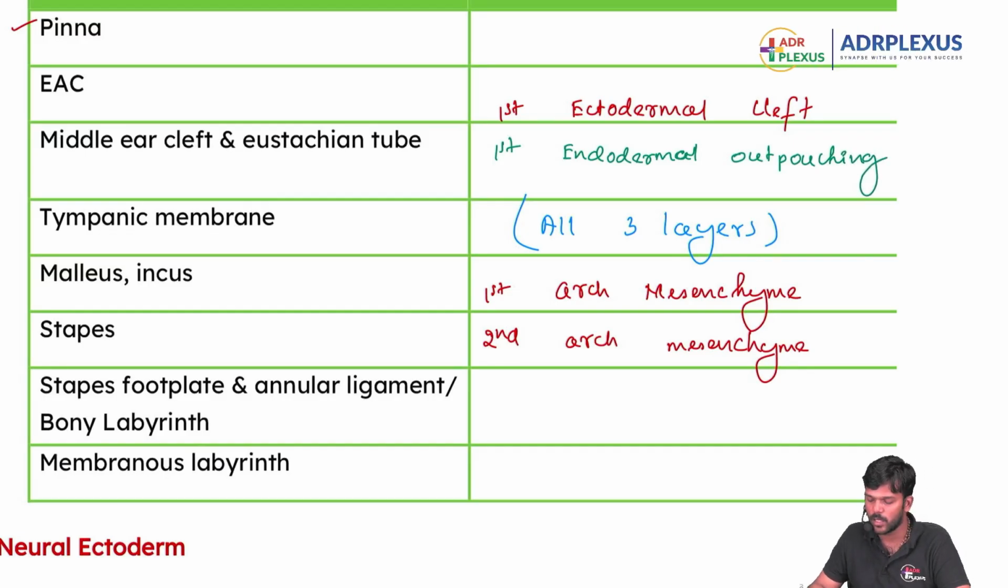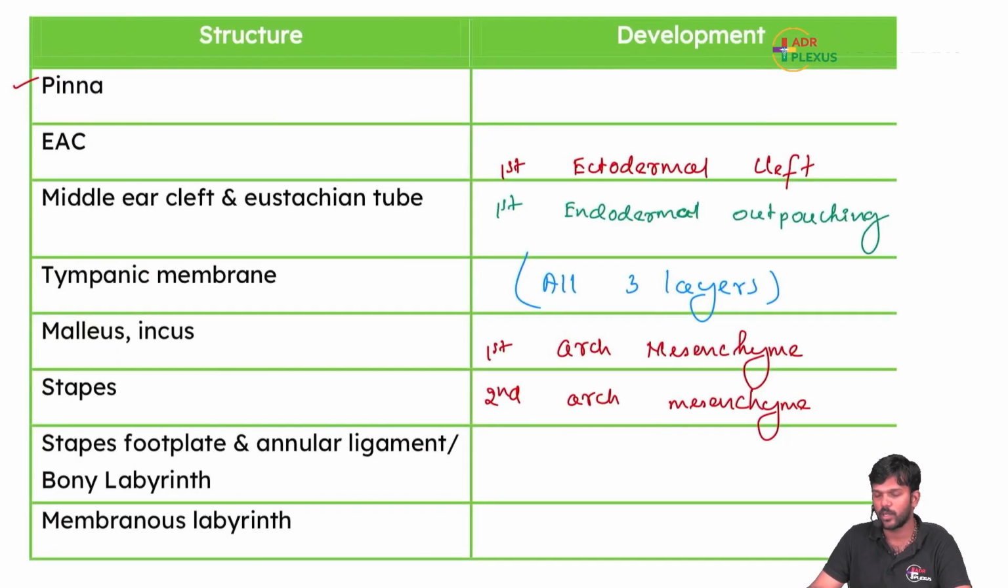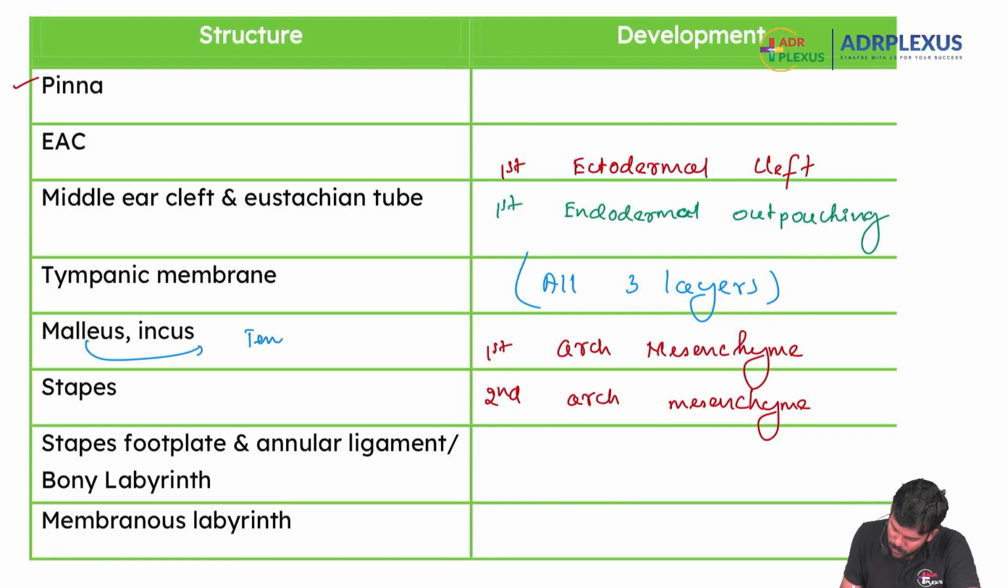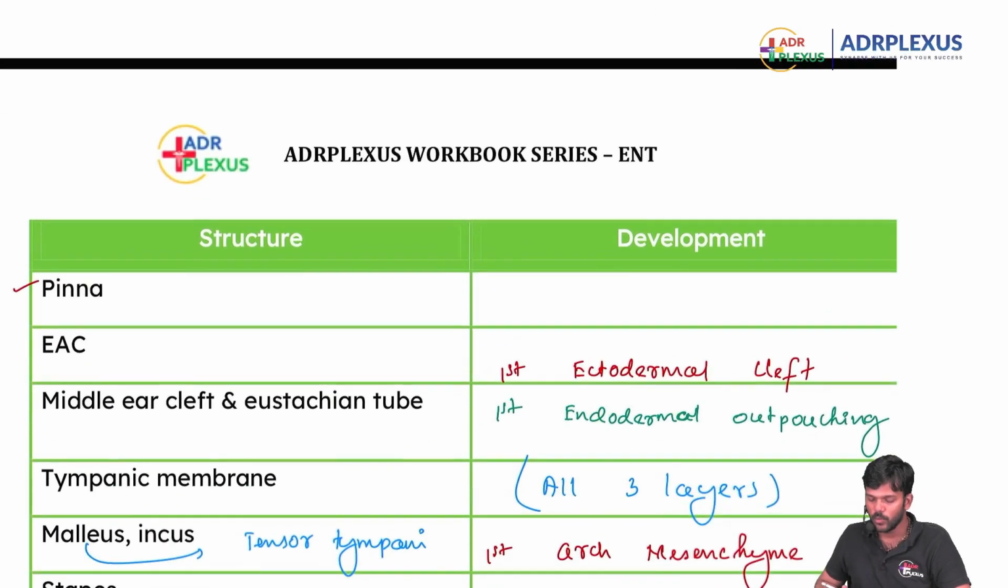outpouch. Endodermal outpouch. So we have completed a bit. Now we can go to the rest of the embryology. So external ear, external canal, middle ear cleft, middle ear cavity, eustachian tube, everything done and dusted. Now the muscles associated with malleus is called as tensor tympani muscle. The muscle with stapes is called stapedius muscle. So tensor tympani has first arch mesenchyme. Stapedius has second arch mesenchyme. Understood? Yes. Now we can move to pinna.